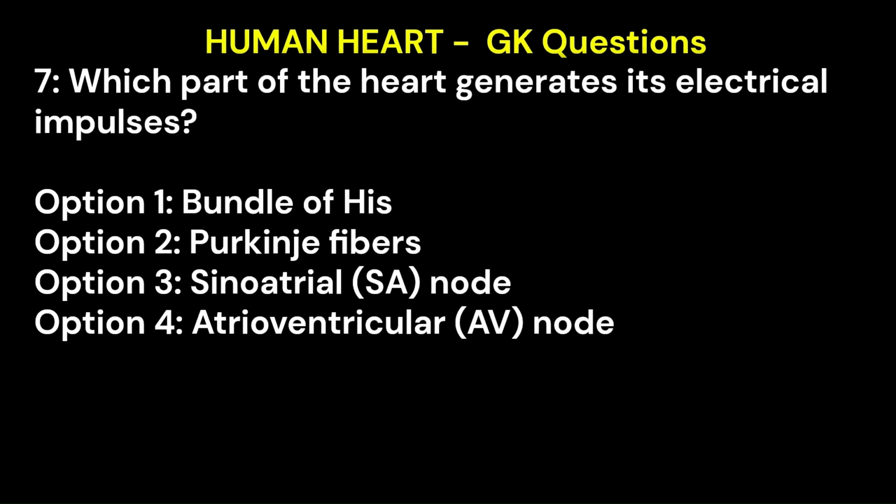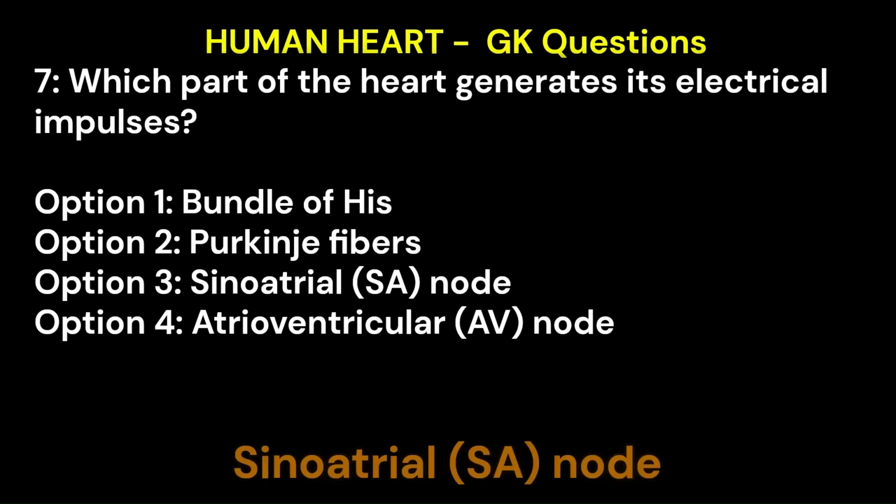Question number 7. Which part of the heart generates its electrical impulses? The options are Option 1, bundle of His; Option 2, Purkinje fibers; Option 3, sinoatrial SA node; Option 4, atrioventricular AV node. The correct answer is sinoatrial SA node.